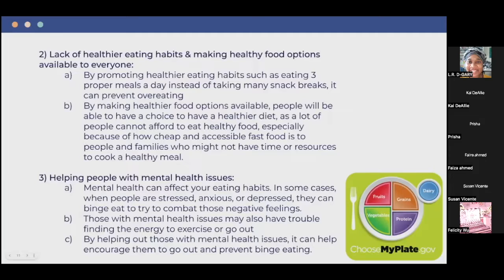Lastly, helping people with mental health issues. A lot of people have mental health issues, and even though it says mental health issues, it can also affect you physically. You may not have the energy to get up or go out and exercise, and you may not eat 3 meals a day or overeat because of stress, anxiety, or whatever. A way to help is to make mental health resources accessible to everyone so everyone can get help and these won't be issues.